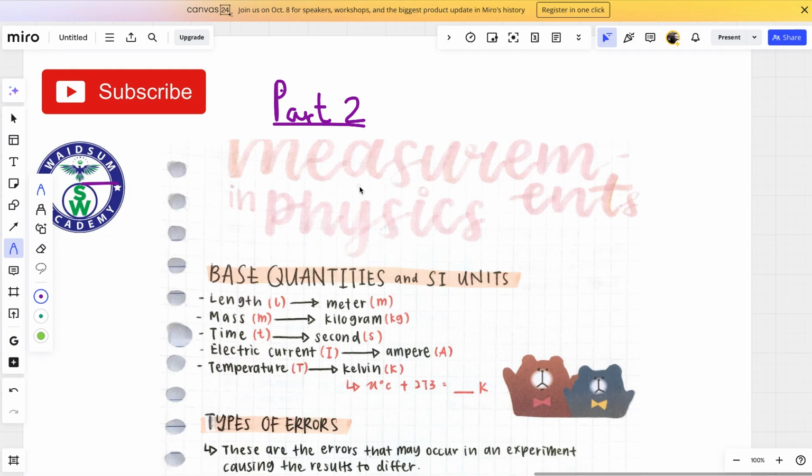We'll be looking at physics, part 2. In part 1, we explained the meaning of physics. We say it's the science that deals with the study of matter and energy. We also say it's the science of measurement, the science that deals with the measurement of physical quantities.